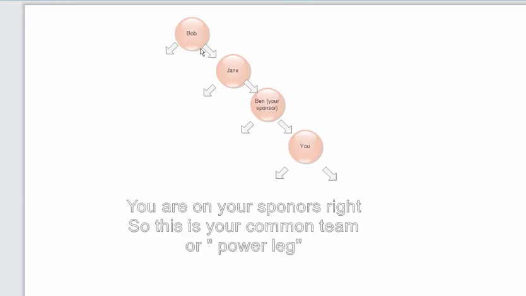So what that means is the right hand side for you now, continuing down, that's going to be your power leg or your common leg. Your left hand side is going to be known as your personal leg, and that will make sense in a little bit as we go into the next couple of slides. So we now know that our power leg, we're on Ben's right, so that means the right side is our power leg.